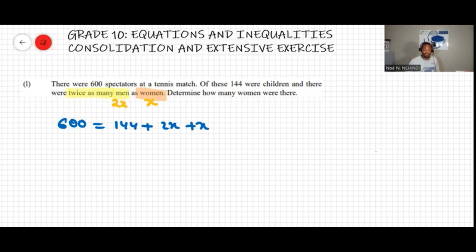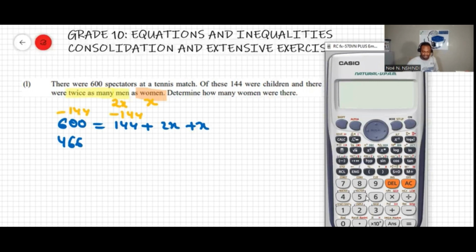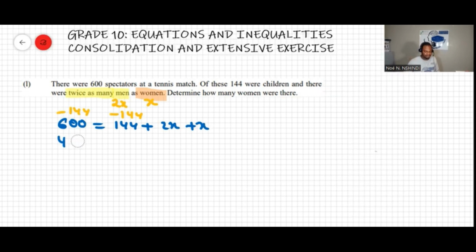So if I move the 144 over, in other words, I subtract 144 from both sides. 600 minus 144 is 466. Okay, mark right. 600 minus 144, 456, I meant. 456 equal to 3x.